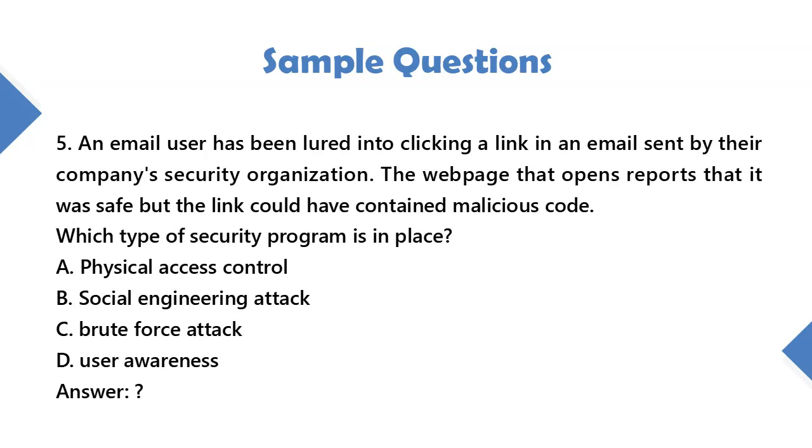5. An email user has been lured into clicking a link in an email sent by their company's security organization. The web page that opens reports that it was safe, but the link could have contained malicious code. Which type of security program is in place? A. Physical access control. B. Social engineering attack. C. Brute force attack. D. User awareness.